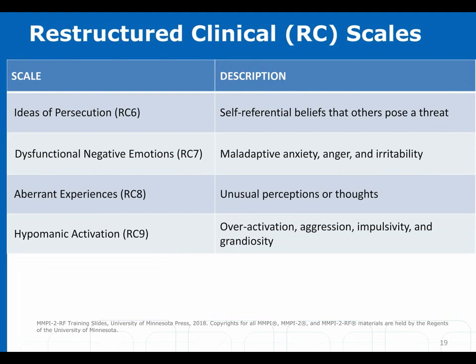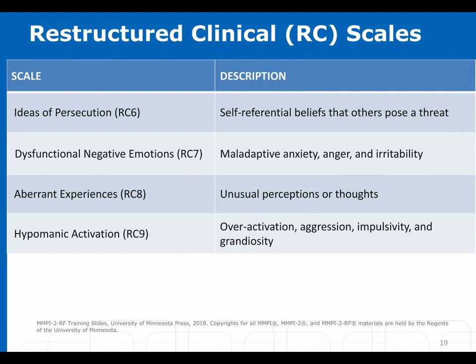However, in some situations, some individuals are actually persecuted. So, for example, there are situations where an individual has experienced discrimination, perhaps based on race or social status or having a mental illness. And so you may see mild elevations in RC6 in those situations. The next RC scale is dysfunctional negative emotions, RC7. And here we have negative emotions that are problematic. These negative emotions include anxiety, anger, and irritability.